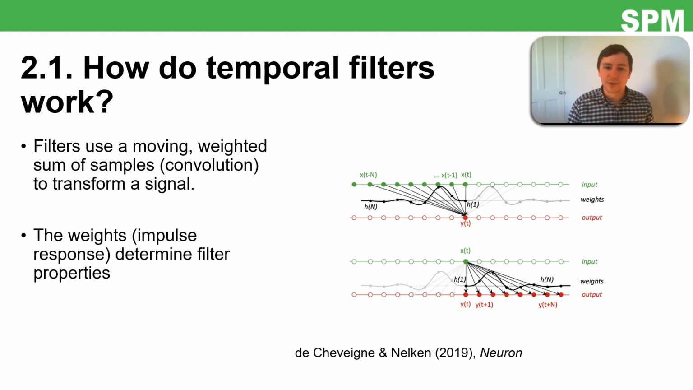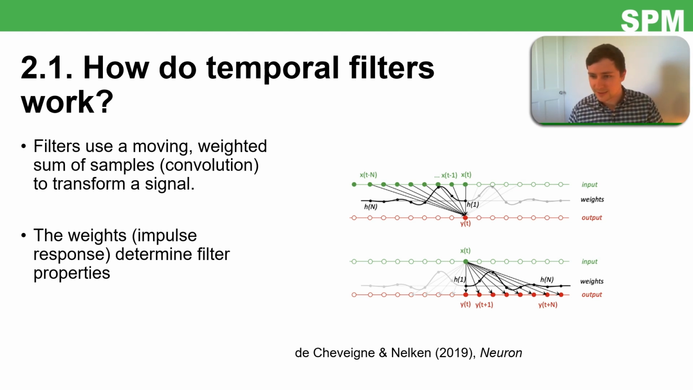Temporal filters just use a moving weighted sum of samples, which is a type of convolution, and that transforms some input signal to produce an output. And in these lovely figures from de Chavannes and Nelken, which is another paper which you should definitely read if you're interested in temporal filters, they take you through exactly how they work, how to report them, all that kind of thing in a lot more detail than I can here.